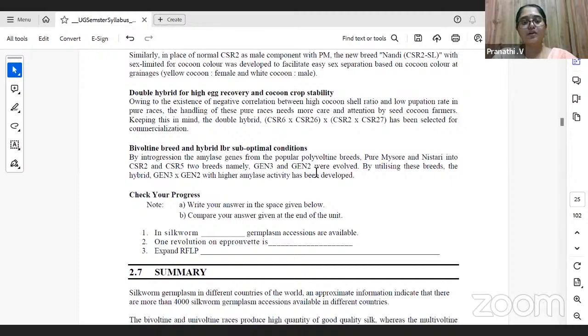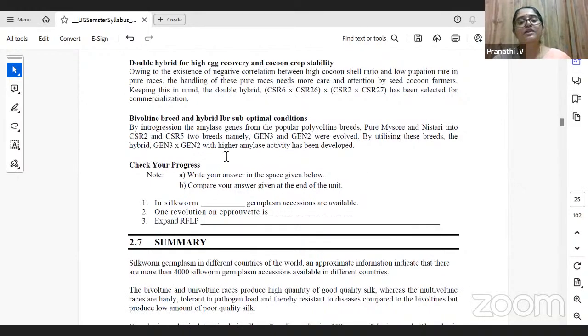Again, by introgression of the amylase genes from the polyvoltine breeds, so pure Mysore Nistari into CSR2 and CSR5 breeds namely, you have evolution of two more breeds, which are Gen 3 and Gen 2. Now these were again crossed, Gen 3 and Gen 2, with the higher amylase activity. Amylase is necessary for breaking down food for the next stages, because of which higher amylase activity has been developed.